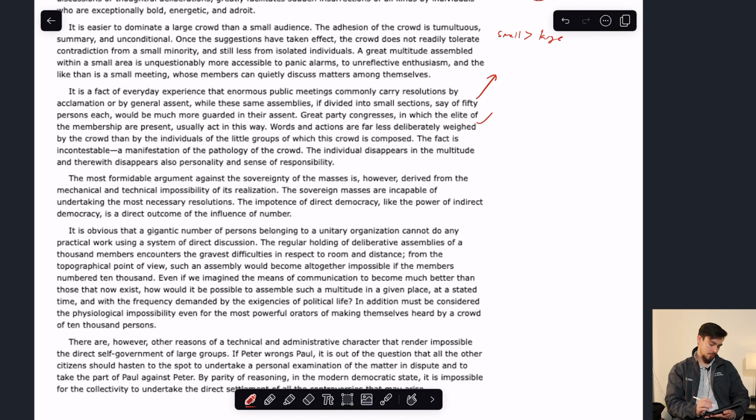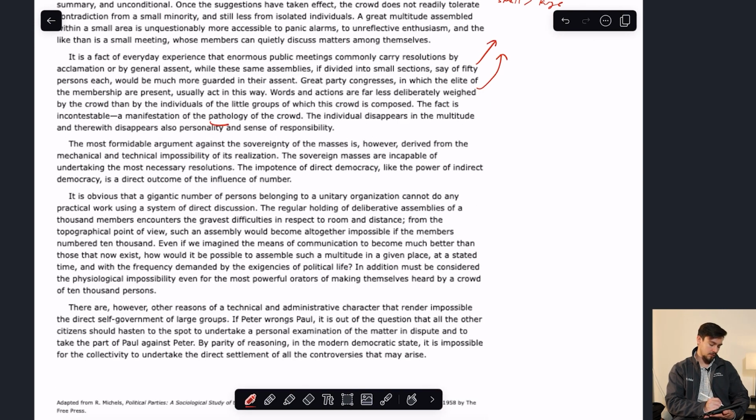The fact is incontestable, a manifestation of the pathology of the crowd. So pathology, incontestable. We're getting some pretty harsh tone here. The individual disappears in the multitude, and therewith disappears also personality and sense of responsibility. All right, that's kind of a bold statement. Not really a ton of support following it, that personality and sense of responsibility are amiss, but that is how the author kind of capstones that paragraph.